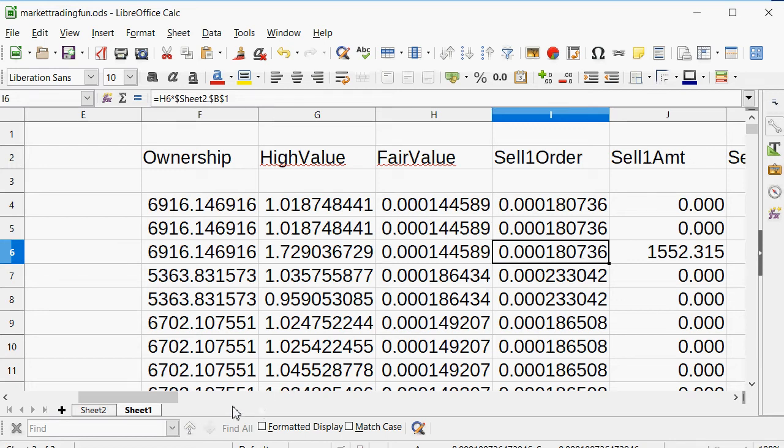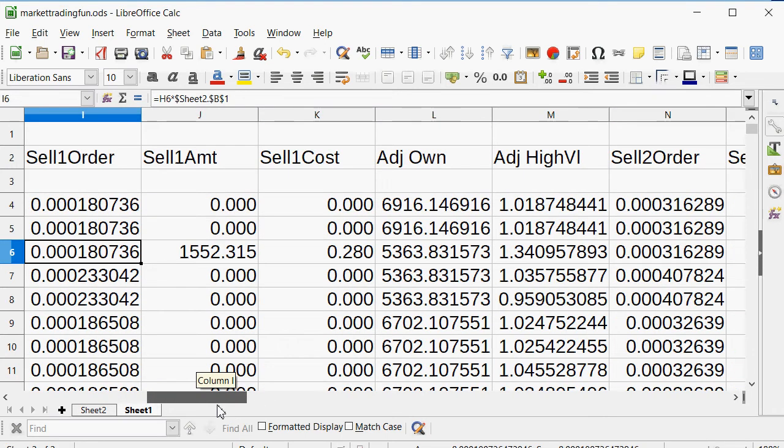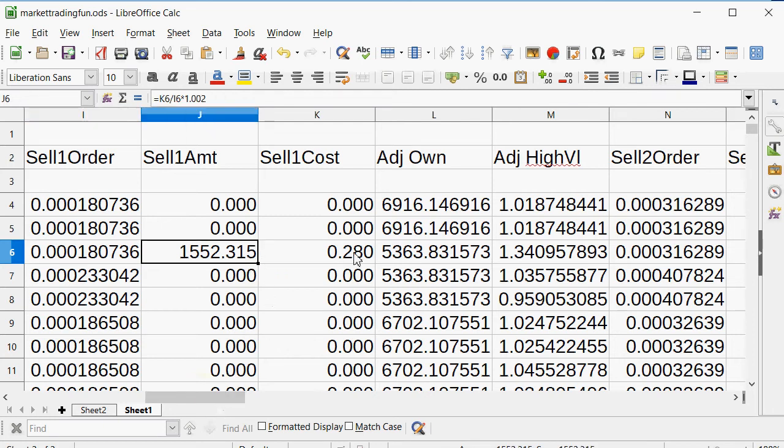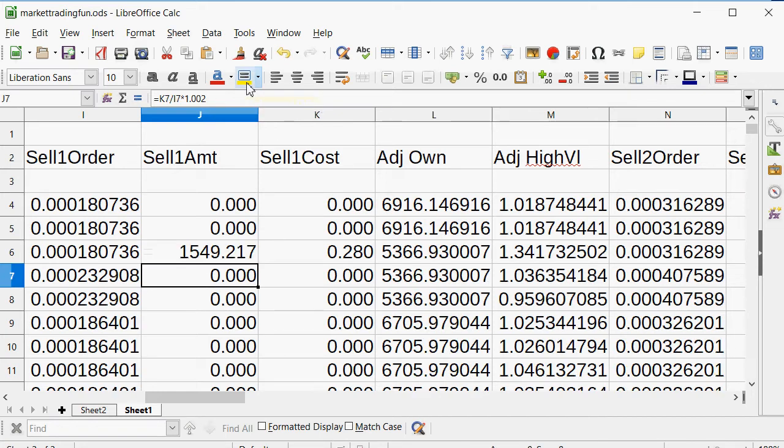So 180736. And therefore, to calculate this, I take this number, 0.28, divide it by my sell order, which is this number here, and then I multiply by 1.002 because of the rake. I have to sell a little bit more than required. See, if I didn't have rake, I could just do this, and I'd sell 1549.